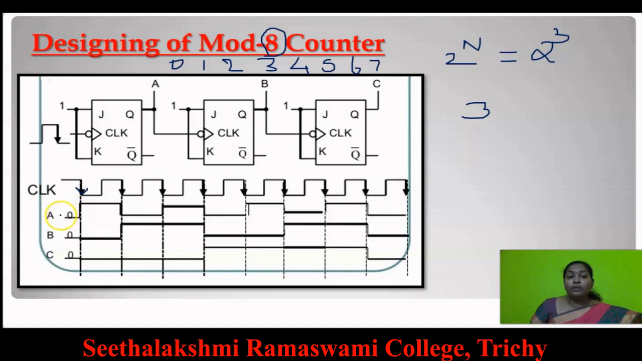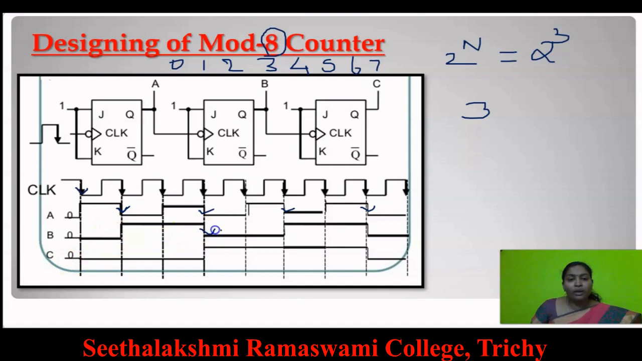Now this A is going to work as a clock pulse for our B. So here there is a negative edge trigger, here there is a negative edge trigger, similarly here and then here. When there is a negative edge trigger in QA, QB is toggling from reset to set. And this QB is working as a clock for our C flip-flop.